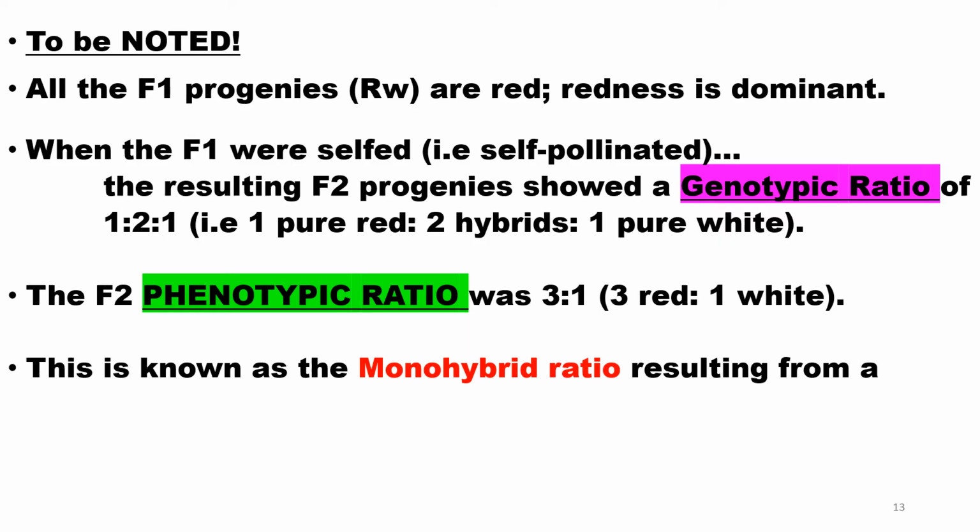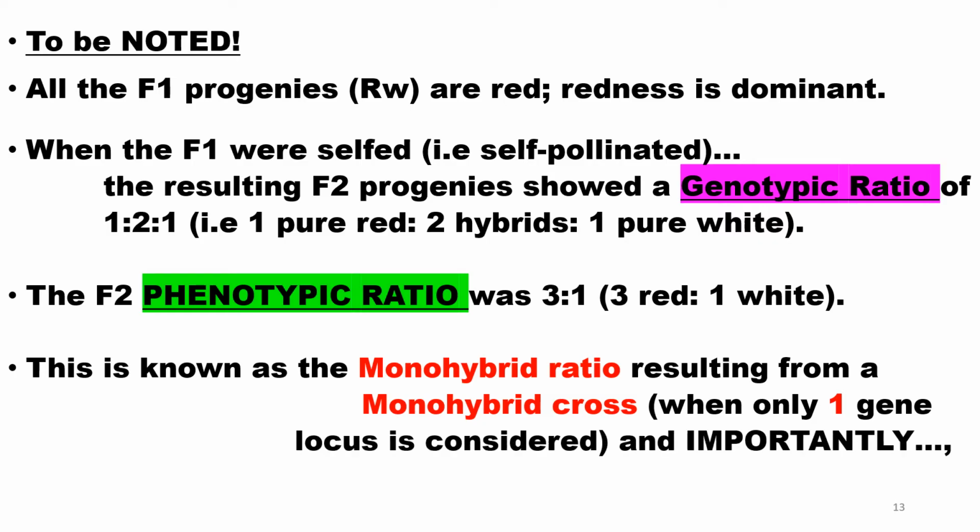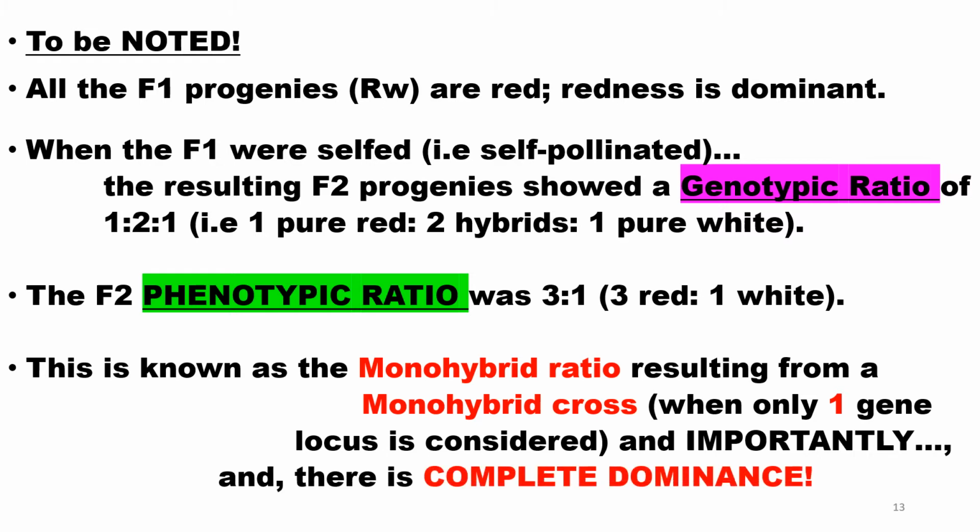This is known as the monohybrid ratio, and this results from a monohybrid cross when only one gene locus is considered. And importantly, there is complete dominance.